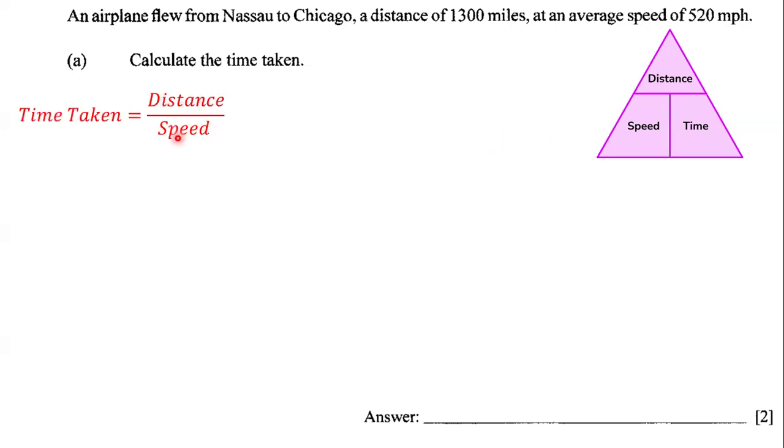Now, what is the distance? The distance here is 1,300 miles. And so let's put that here, 1,300 miles. And what is the speed? Well, the speed is 520 miles per hour. So we put that at the bottom.